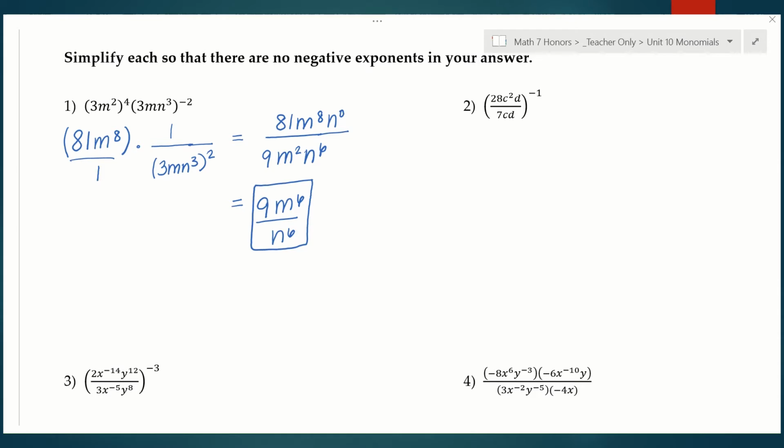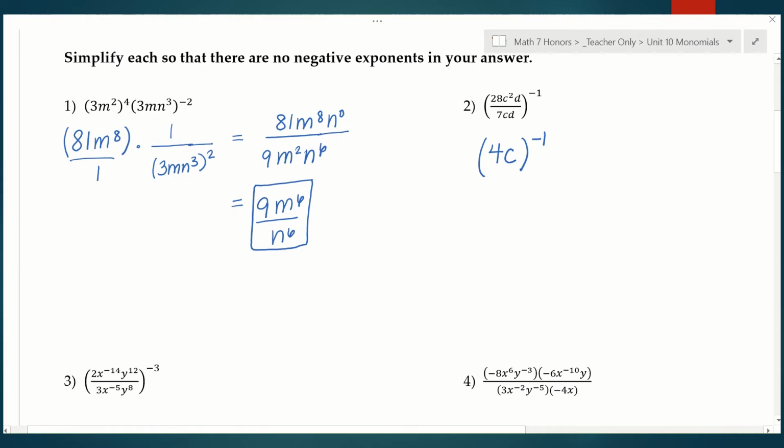Now something like number 2, I don't think we've seen yet, where you have this monomial, but the monomial is actually something that can be divided to the negative exponent. So what I would do with this is I would treat it like order of operations, and I would divide what is in that parentheses first before I raise it to the negative 1st power. So 28 divided by 7 is 4. C squared divided by C, which is really C to the 1st, is C to the 1st. And then D to the 1st divided by D to the 1st is D to the 0, which is just 1, so we don't even write it. And that whole thing is to the negative 1st.